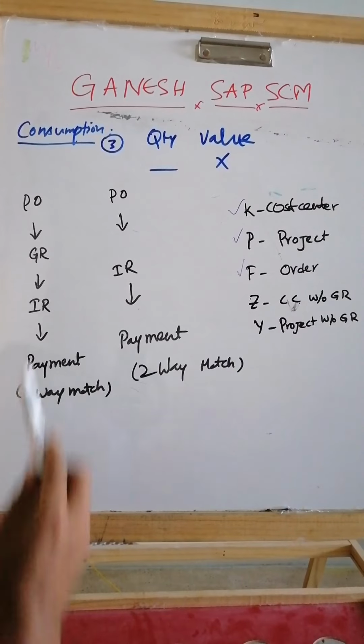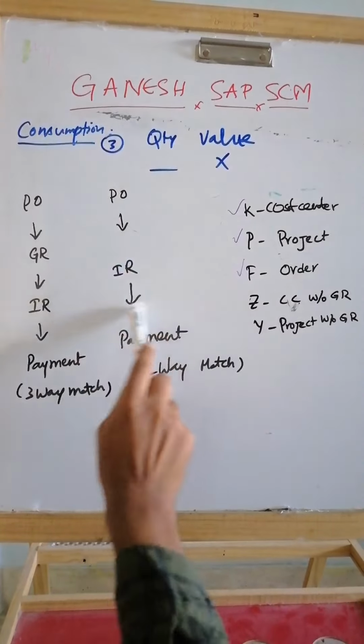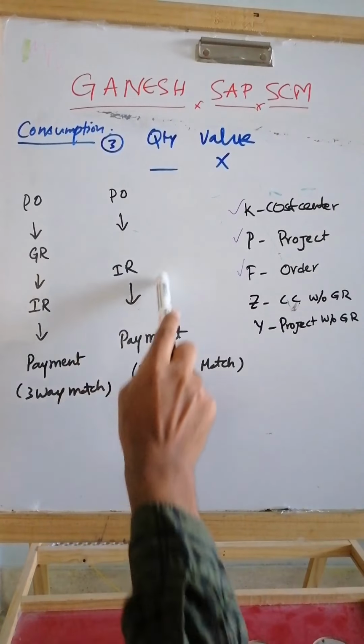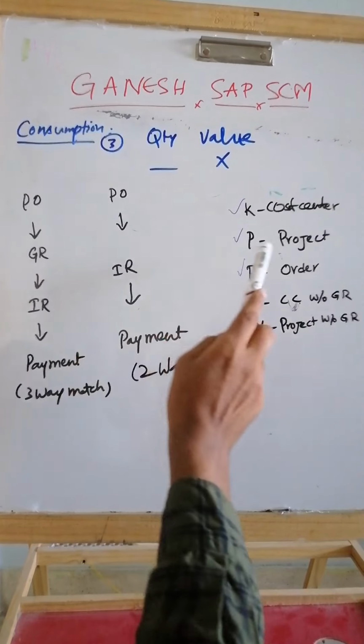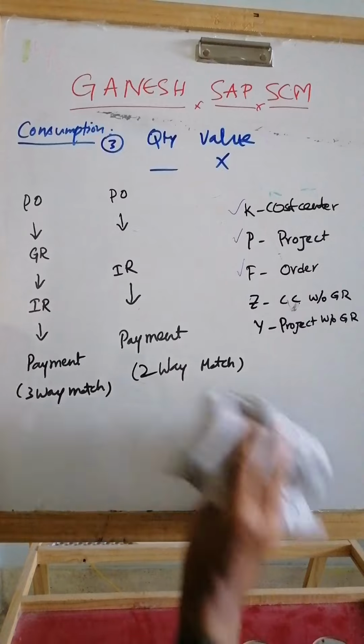Okay, I hope you see why GR is being followed, and in case of no quantity, then business can skip with only IR, and that can be controlled at the account assignment category level. So now let me tell you the accounting entries when we have a GR and when we don't have a GR, how will be the behavior.